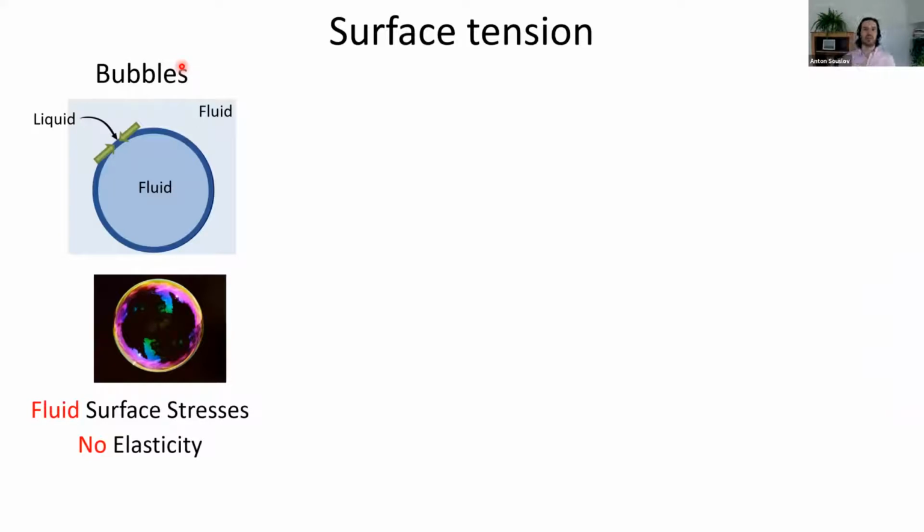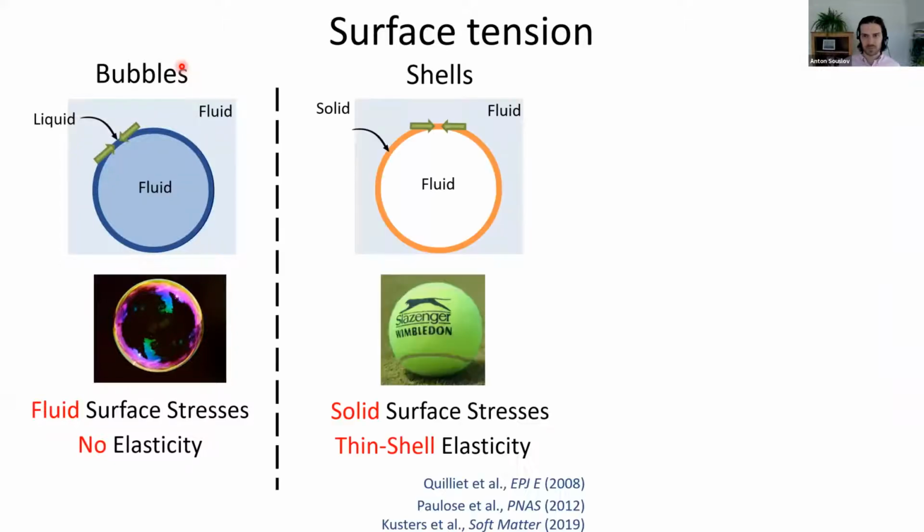So when we think about surface tension, one of the first things that comes to mind is the idea of droplets or bubbles, right, fluid surfaces. And we know that, for example, in a bubble, the effect of surface tension is to always favor a spherical shape, right? The bubble is a good example of a surface tension force, but it doesn't have any elasticity, so there are no elastocapillary effects.